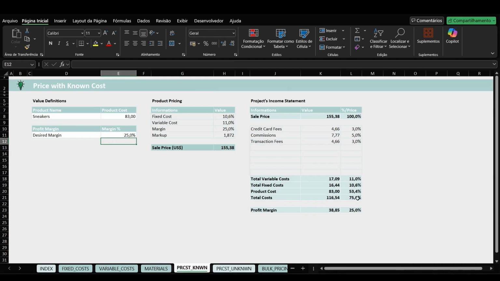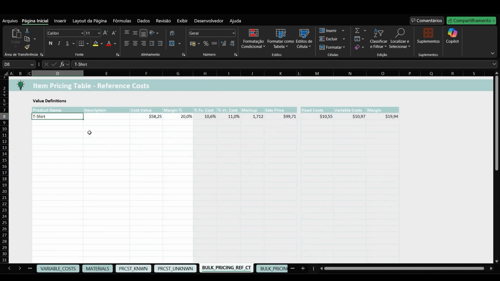You might be thinking, wow, but I have a lot of products in my business. I don't just sell sneakers, I sell various products. You can do this bulk pricing. If that scared you, thinking you have to do it one by one, there's a tab here for bulk pricing. You come here and put all the product names you have in the first column. So I put in t-shirts, I put in sneakers. You can add a description if you want, and then put the cost of that product that you incurred, following the same concept we saw, and finally, the margin.